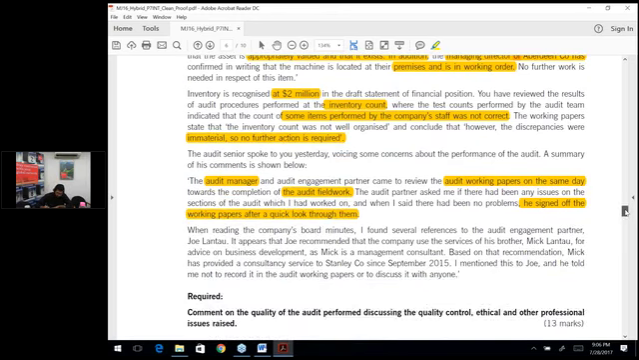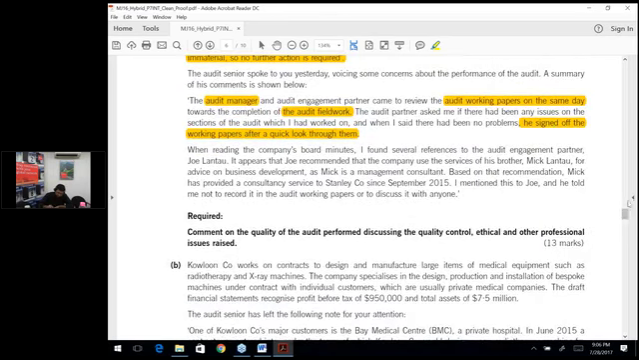Now it says, when reading the company's board minutes, I found several references to audit engagement partner Joe Lantau. It appears that Joe recommended the company use the services of his brother Mick Lantau for advice and business development, as Mick is a management consultant. Based on that recommendation, Mick has provided consultancy services to Stanley. I mentioned this to Joe and he told me not to record it in the audit working paper or discuss it with anyone. That means the audit partner Joe Lantau is not ethical. His integrity is in doubt.